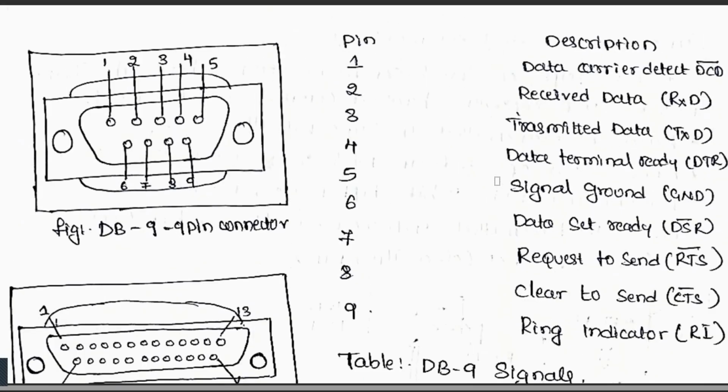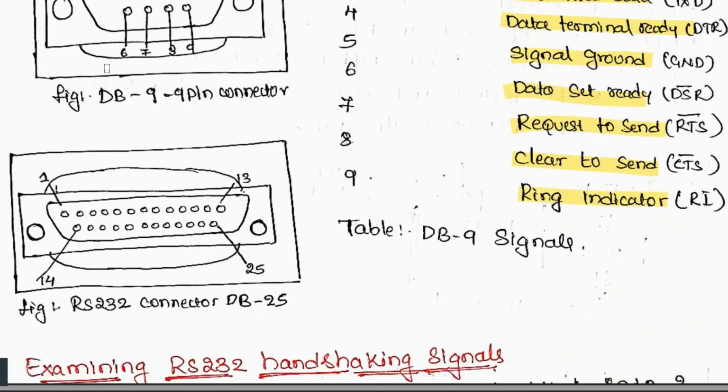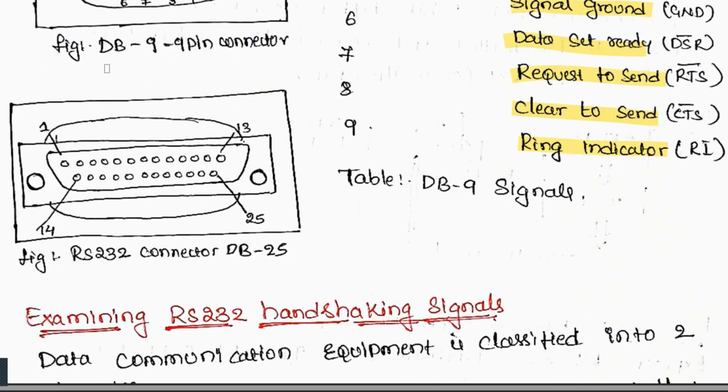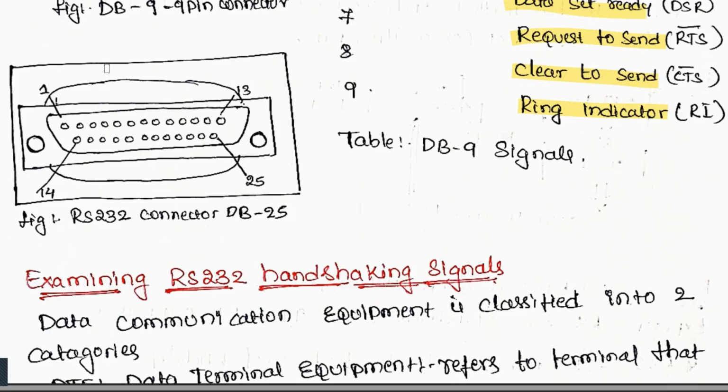This is our pin connector. The figure shows it here. The first pin is the data carrier detector. Pin 2 is received data. Pin 3 is transmitted data. Next, data terminal ready, then signal ground, data set ready, request to send, clear to send, then ring indicator. This is the RS-232 connector DB25; we have only DB9.